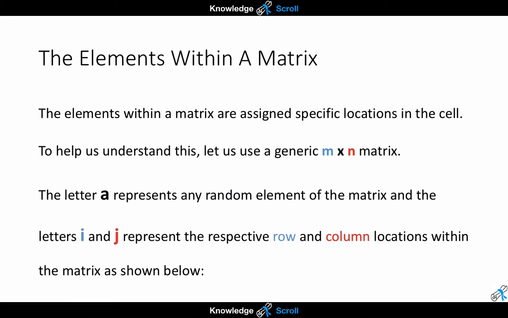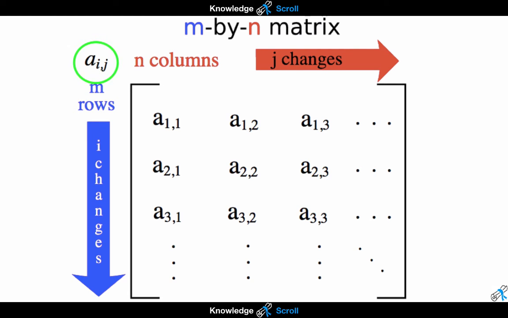In the example on the next slide, we will be using a generic M by N matrix, in other words, a matrix of any size, and we are going to use that matrix to learn how to identify elements that are in a particular location. The letter A is going to represent a random element of the matrix. The symbol for the row number is represented by the letter I, and the symbol for the column number is the letter J.